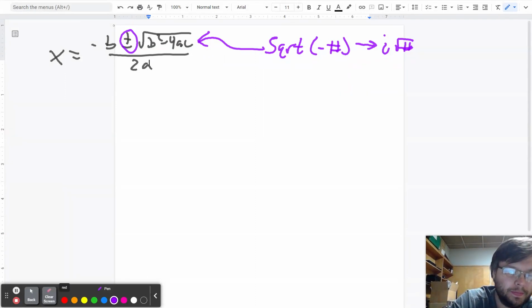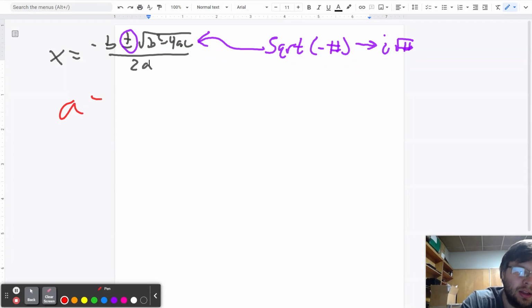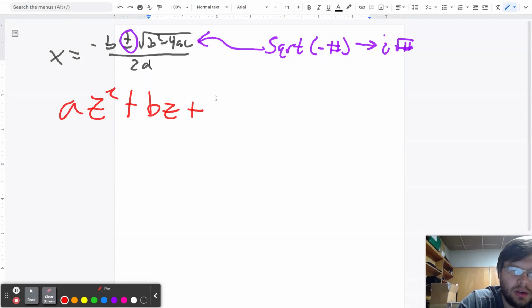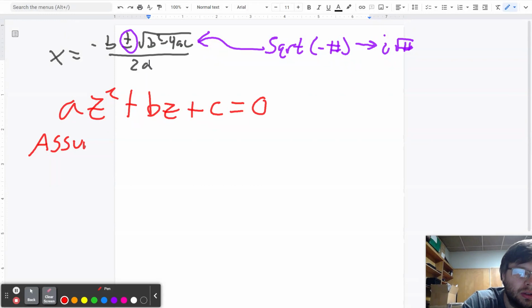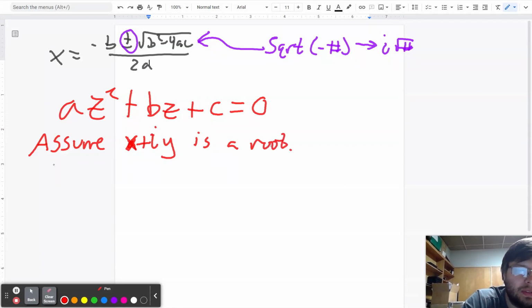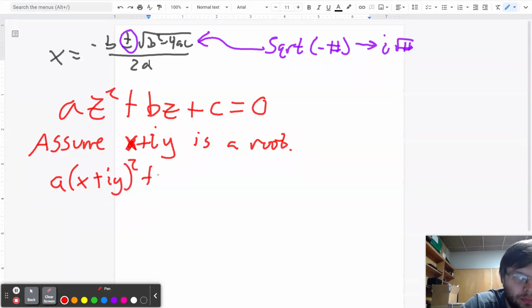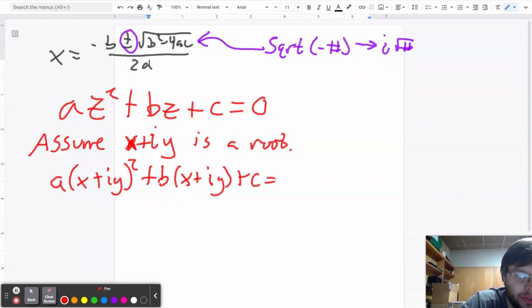And so I want to prove that to you. If we look at a quadratic equation in terms of complex numbers, and we're going to assume, let's not use a plus bi, because I already have a and b in this problem, let's assume x plus iy is a root. That means that if I plug it in, that's going to equal 0.